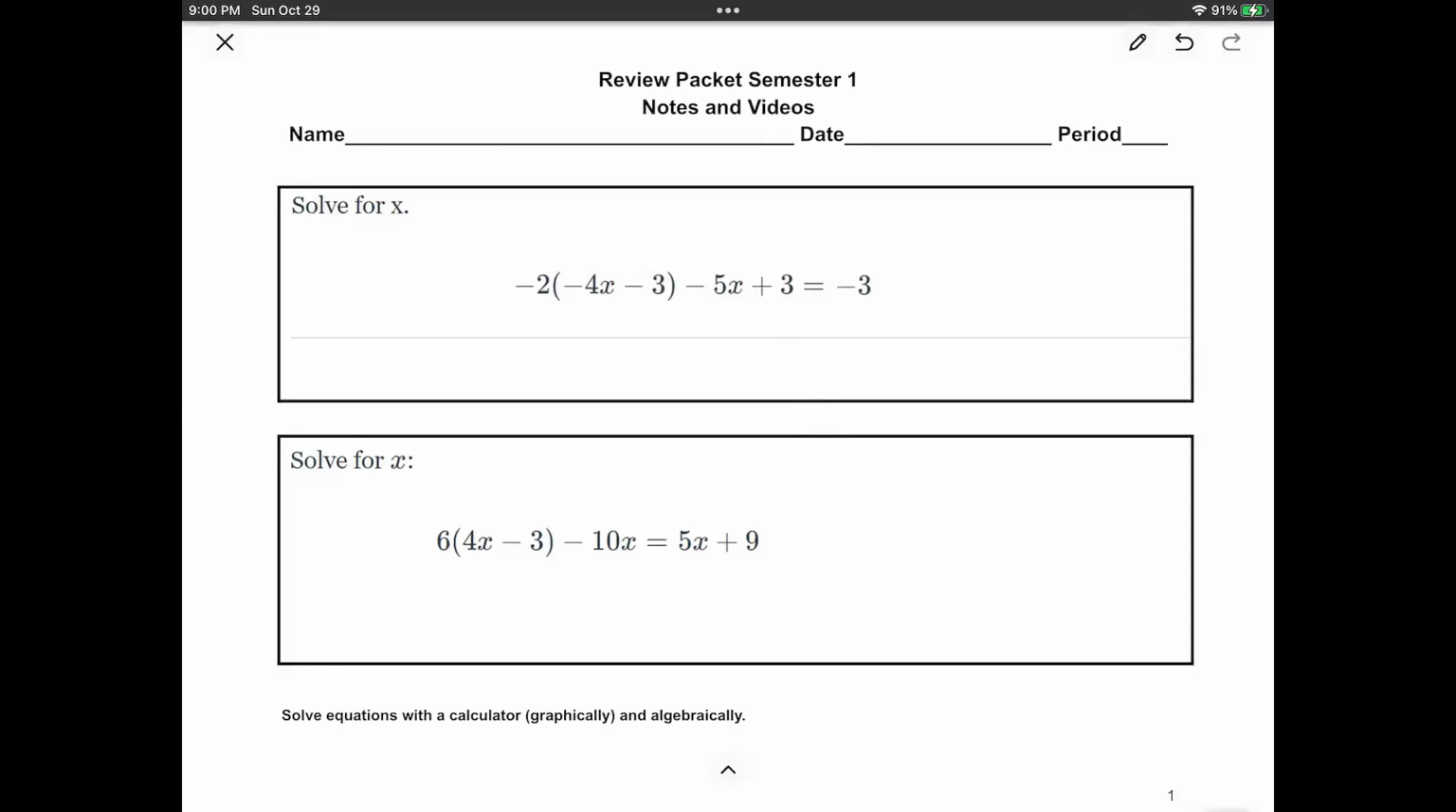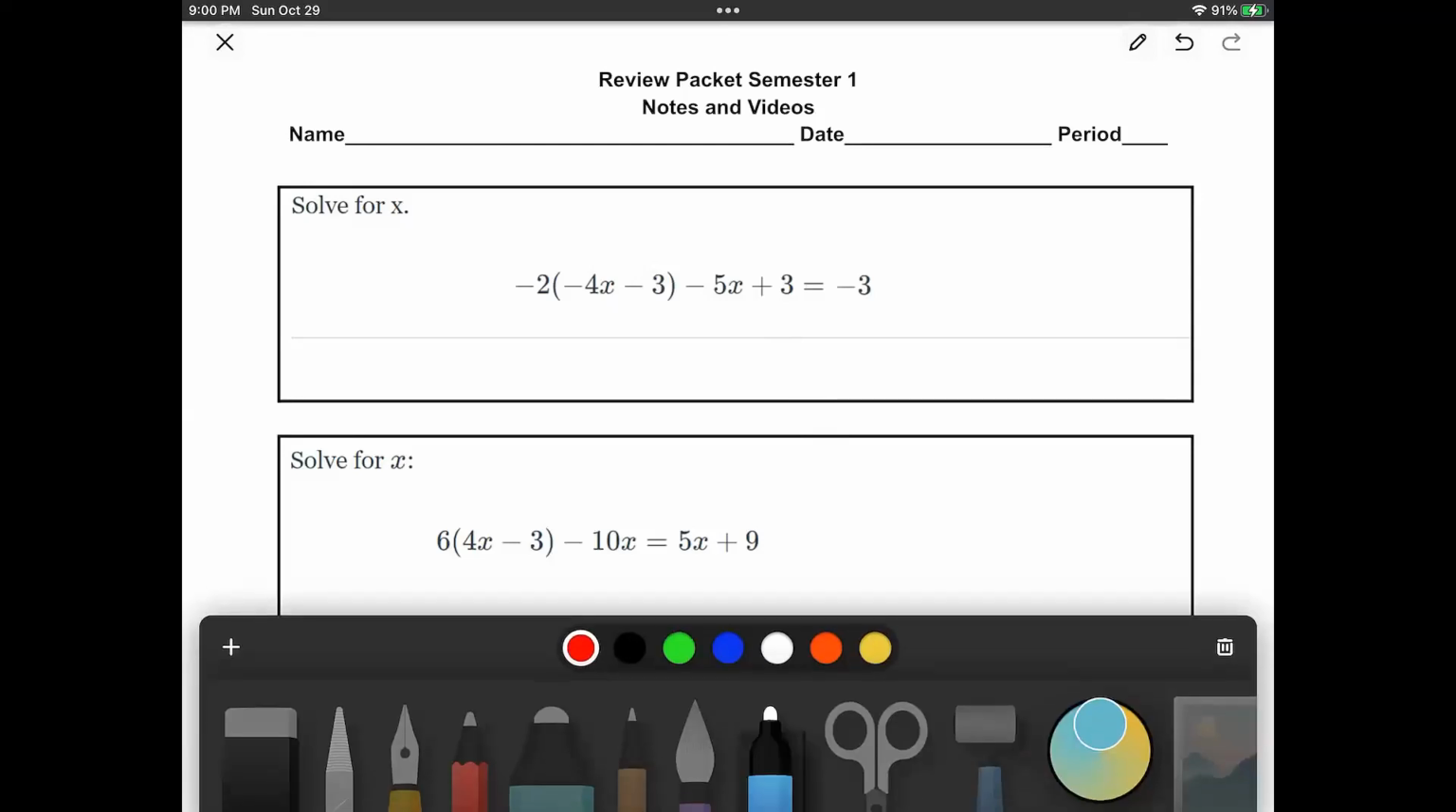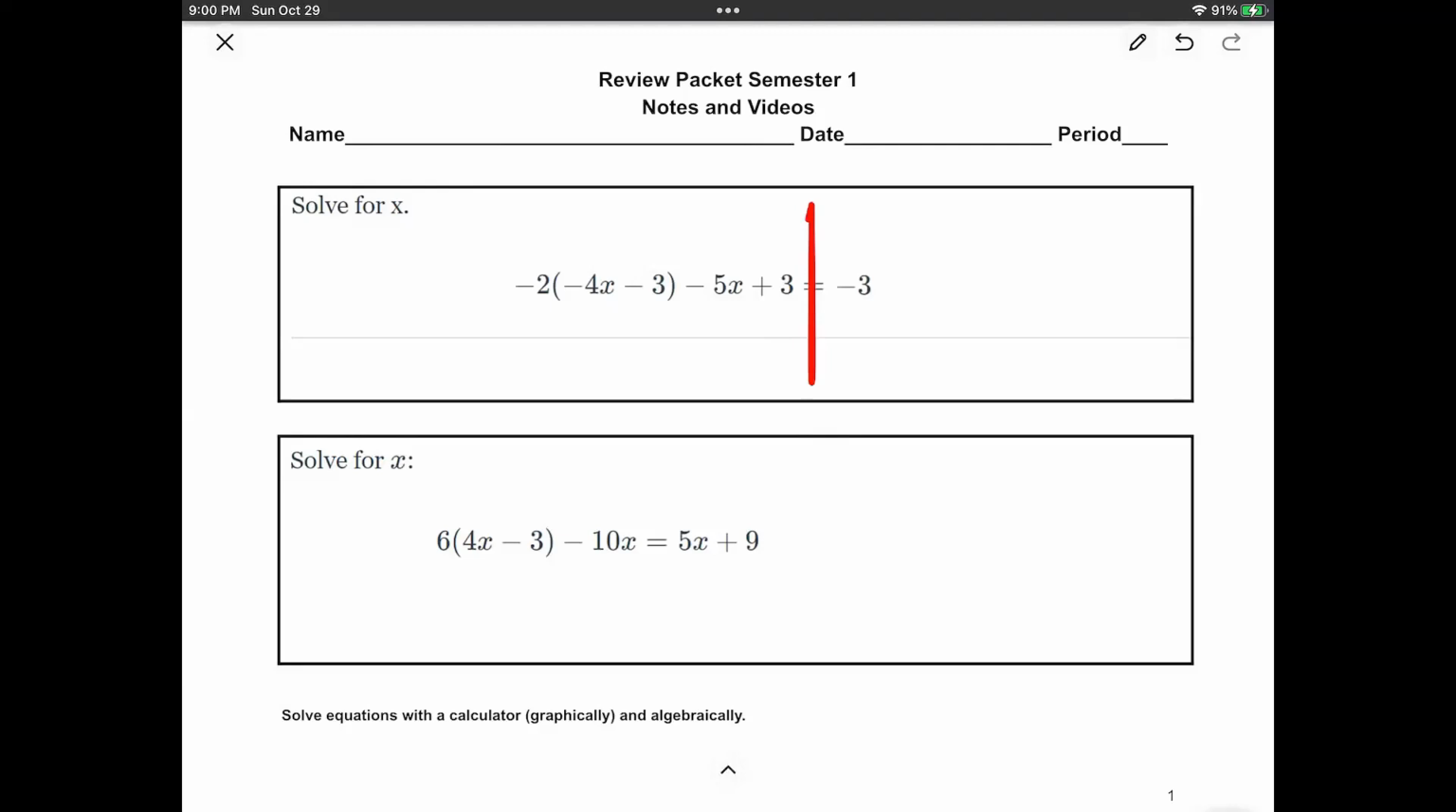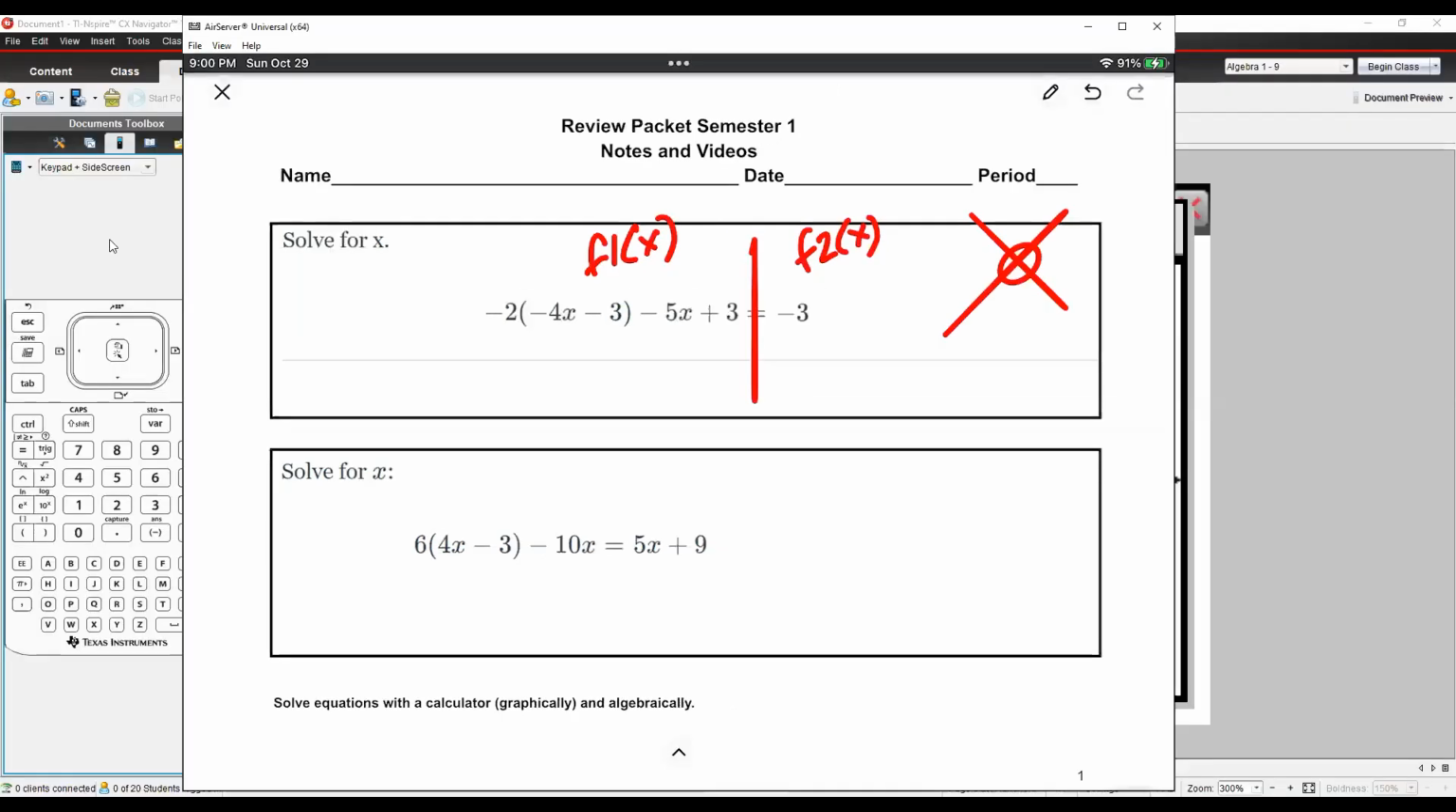All right. Remember, whenever you have an equation, whenever you see an equal sign, you should know that you can graph it. So first thing I'm going to do is draw a line. This side is going to go into f1 of x. This side over here is going to go into f2 of x. And then I'm just going to find where they intersect. That's going to be my answer. All right, so let me do that.